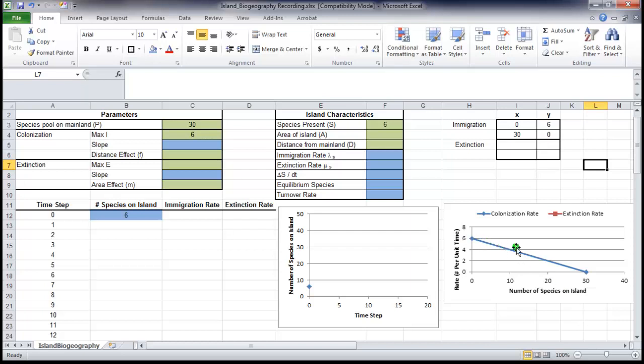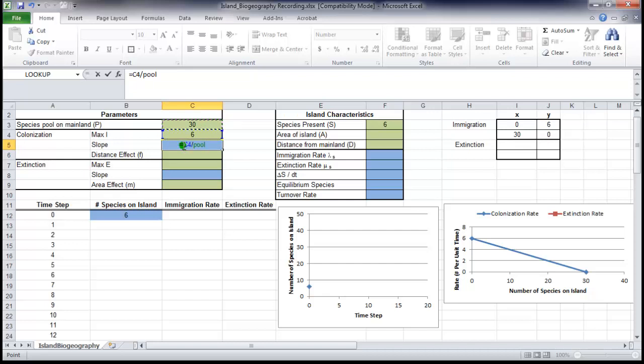Now we can calculate what this slope is, and we'll do that in cell C5. Remember, the slope is calculated as rise over run. So how far down do you go, and what is the run? Here our slope is going to be, we drop down 6 and we run over 30. So our slope is going to be calculated as cell C4 divided by the pool.